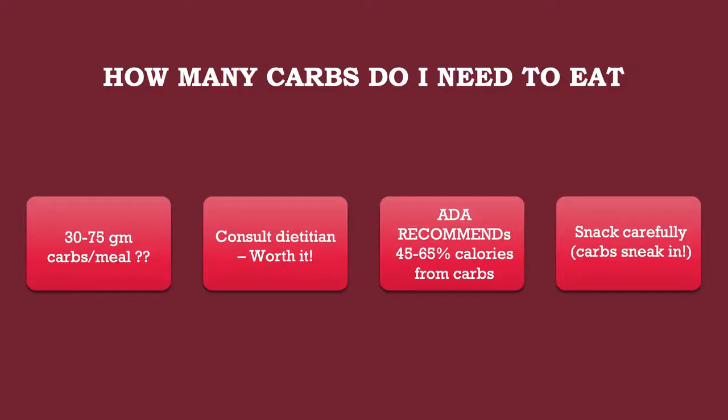Now that you understand how to estimate carb amounts, how do you know how much to eat? Generally, the recommended amount is 30 to 75 grams of carbs per meal. However, many different factors like body size, body shape, exercise, and genetics can affect how much you need. We recommend seeing a registered dietitian to get recommendations that are tailored to your needs.